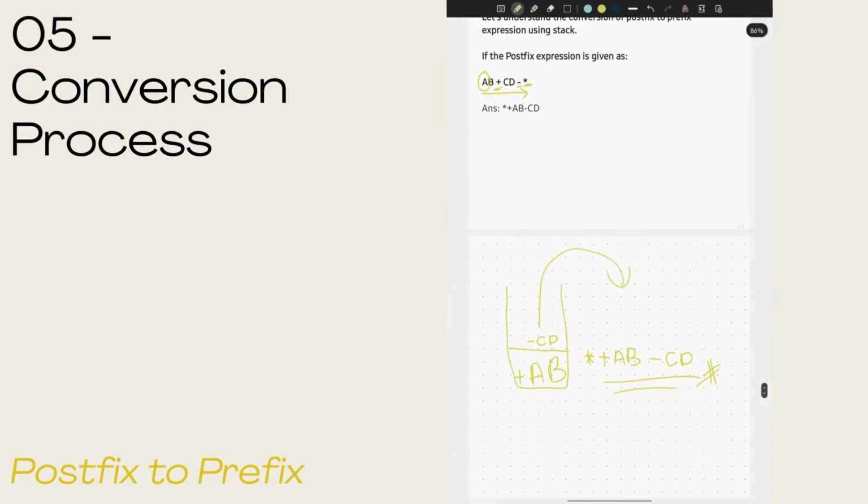If we check the answer here, multiply plus AB minus CD is matched.